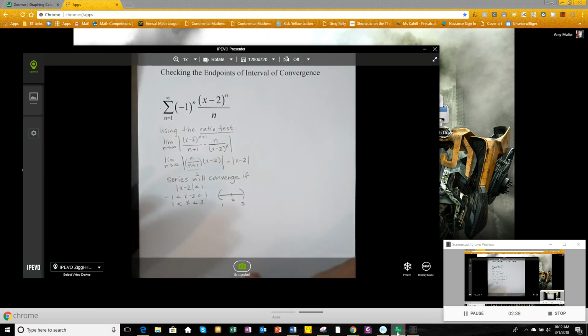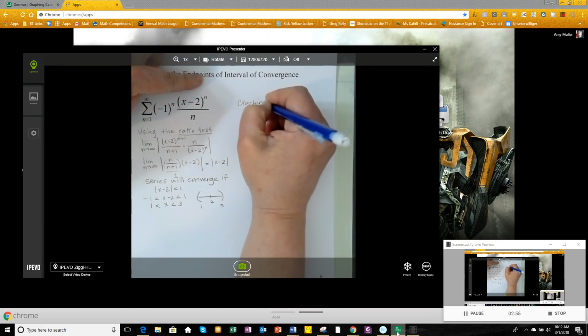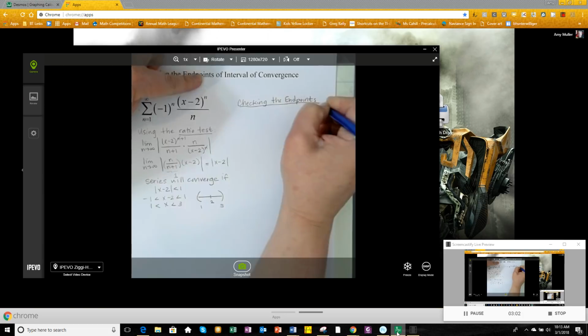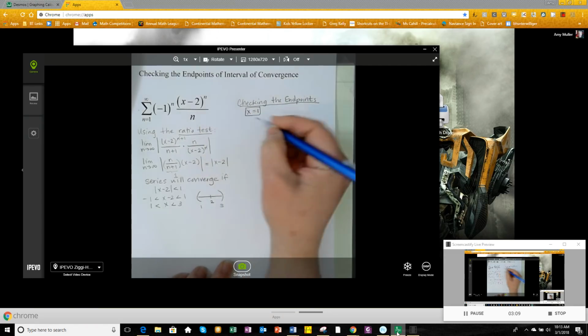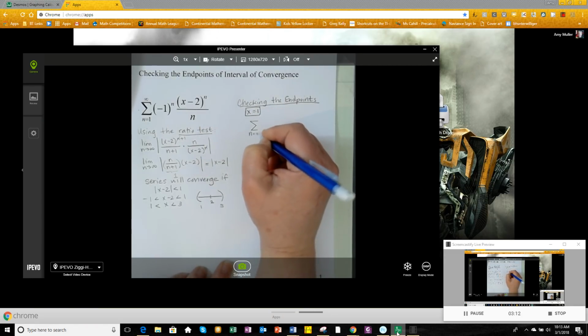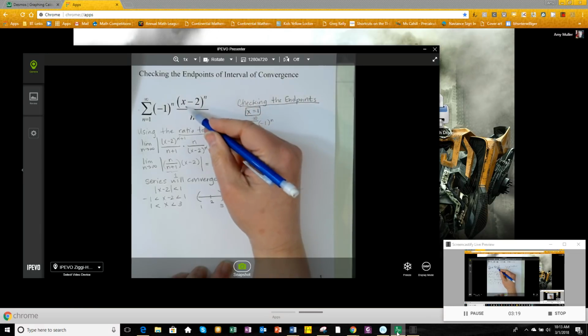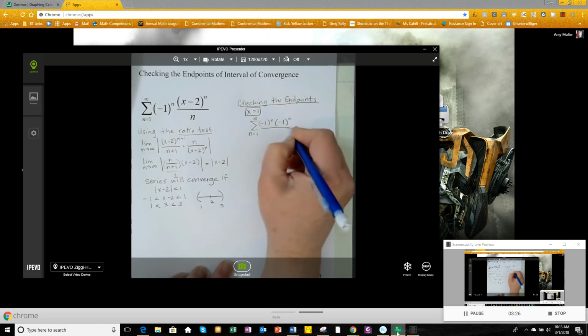Now, the only difference between what we did last time in finding intervals of convergence and this time is that we're going to check the endpoints for convergence. That means I'm going to actually let x equal 1. So what happens when x equals 1 to my series here? We plug this in, and I get the sum as n goes to infinity of negative 1 to the n, which is not affected, times 1 minus 2, which is negative 1, so this turns into negative 1 to the n, all over n.